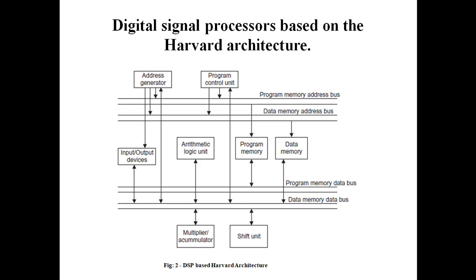To speed up the operation, we have a dedicated multiplier and accumulator. We have a shift unit, we have an address generator, and these are all actually hardwired, in the sense it has a separate hardware unit to perform these operations.